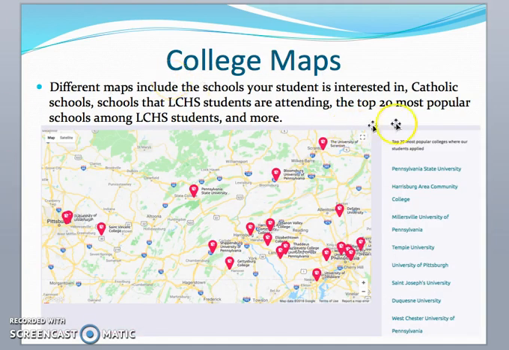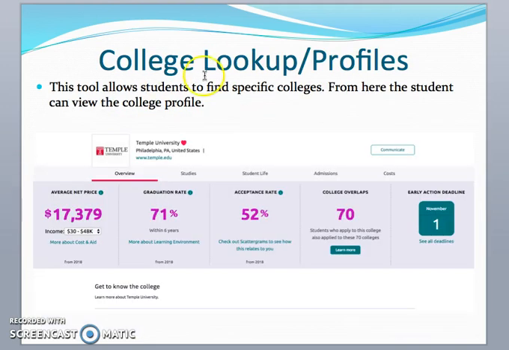College maps. There are a number of different college maps in here. One of them is our top 20 most popular schools among LCHS students from over the years. You can see most of them based in Pennsylvania, but it's another way to visualize where students are going. Students can look up schools and see their Naviance profiles.